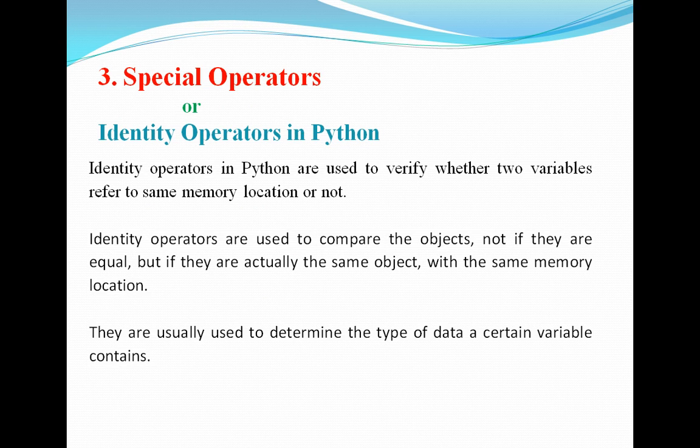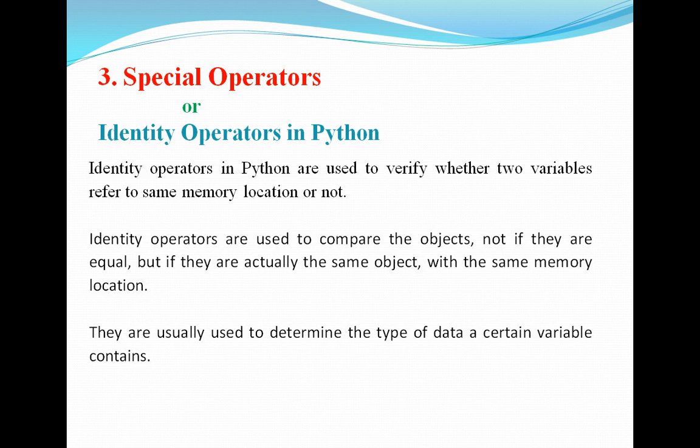So let's discuss the first one, that is special operators. Special operators are also known as identity operators in Python. Identity operators are used to verify whether two variables refer to the same memory location or not. That means if you want to check whether two variables are pointing to the same object or not, then you require the identity operator.